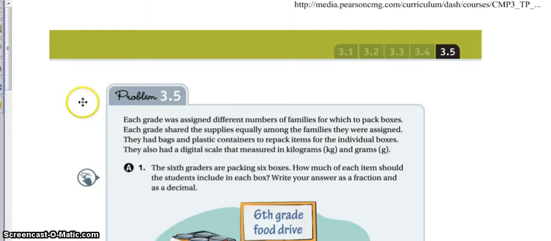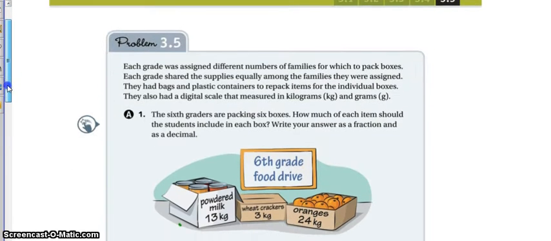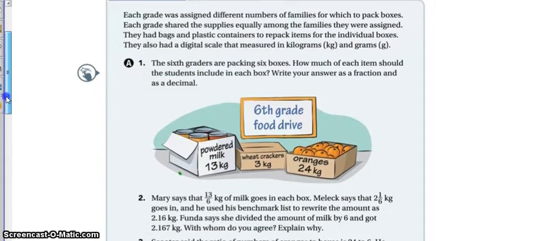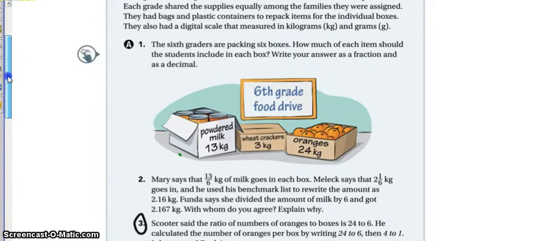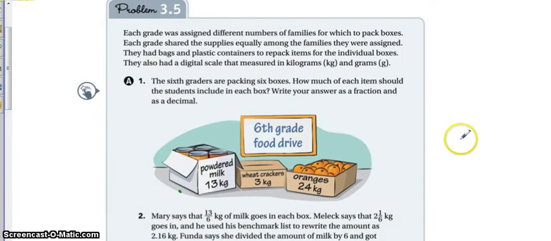So, moving on to the problem, we are going to focus on questions A1 and A2, and before you come to class tomorrow, you need to make sure that you have question A3 done. I know I just said you need to get it done before you come to class, but it's really important that you have it done so that we can get started when you get here. So let's take a look at question A1.